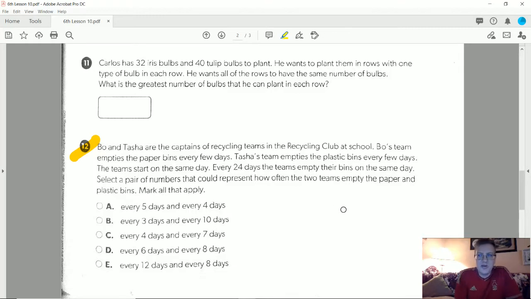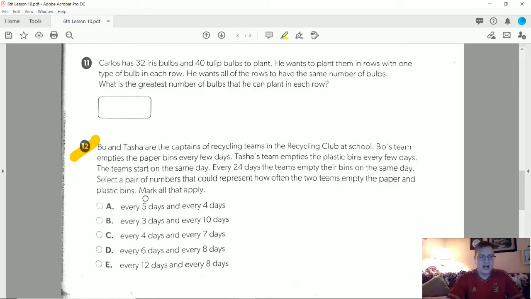Number 12, Bo and Tasha are recycling captains of recycling teams in the recycling club at school. We are emptying the bins each certain number of days. Every 24 days, both teams will empty the bins on the same day. So we are looking for something where a multiple of our factors is going to be getting us to 24.